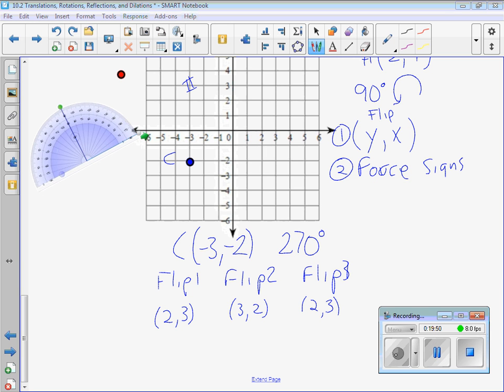That 2, 3 now needs to be forced. Now I need to figure out which quadrant I'm in. There's the first 90, the second 90, and the third 90. So I'm actually going to need to make sure I force the coordinates to be in quadrant number 2. So I'll go back and see that the x's are negative and the y's are positive. I'll just put a negative in there. So the point -3, -2, rotated 270 degrees is the point -2, 3.